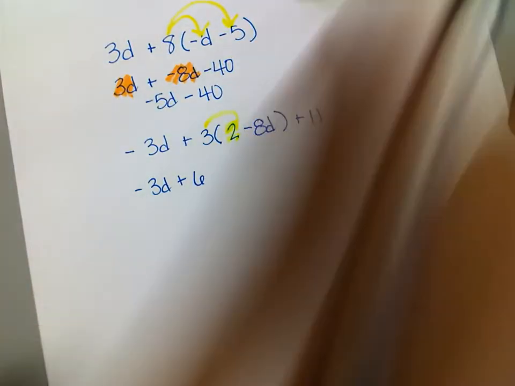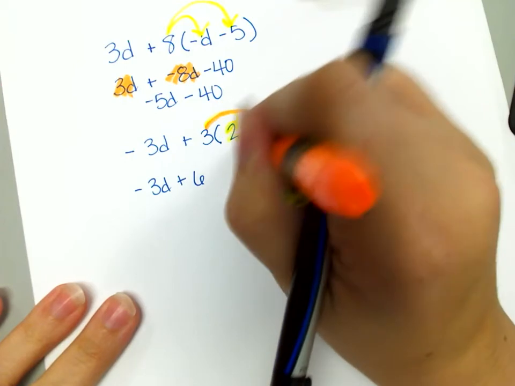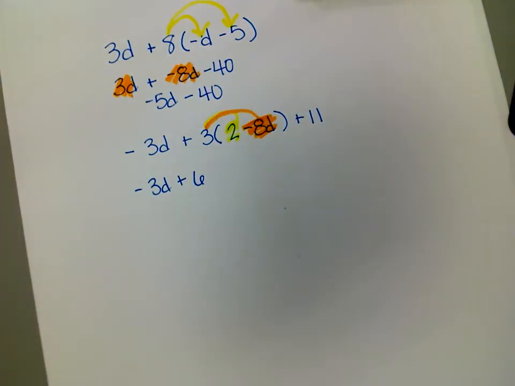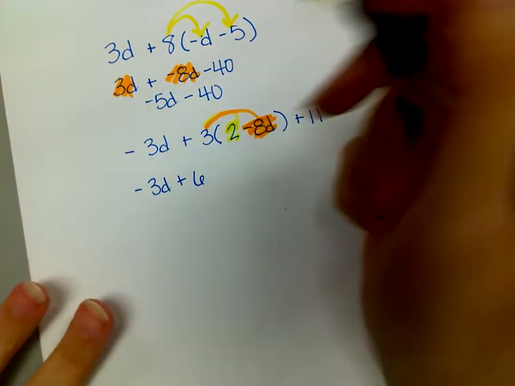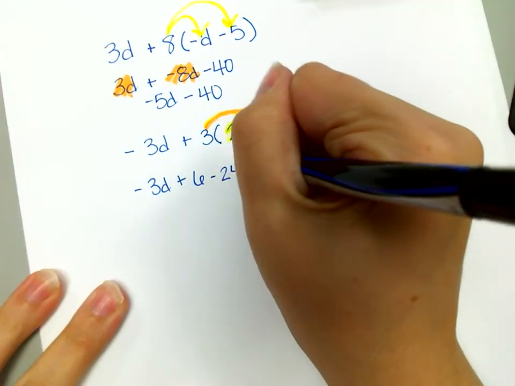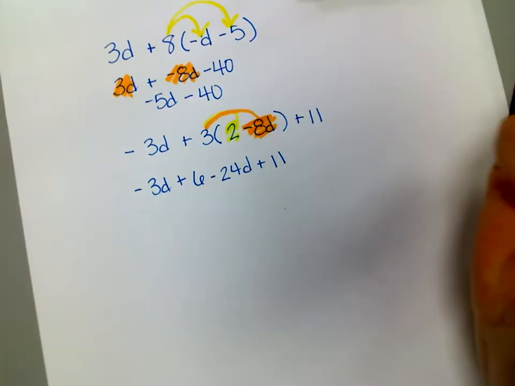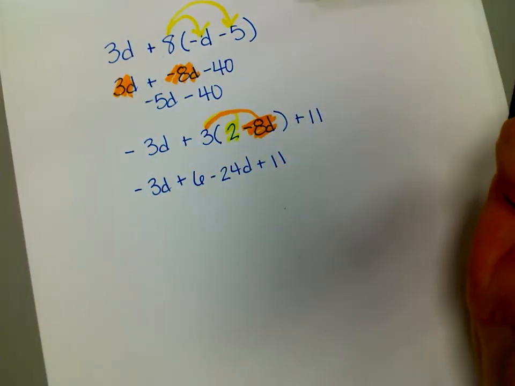And then I'm going to distribute this 3 to this negative 8d. So it's going to be negative, right? Because 3 times negative 8 is negative 24. So that's the same as minus, right? Minus 24d, because it's a d, right? Plus 11. So do I have any like terms?